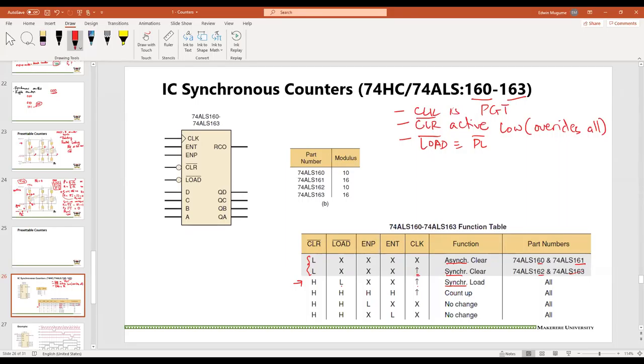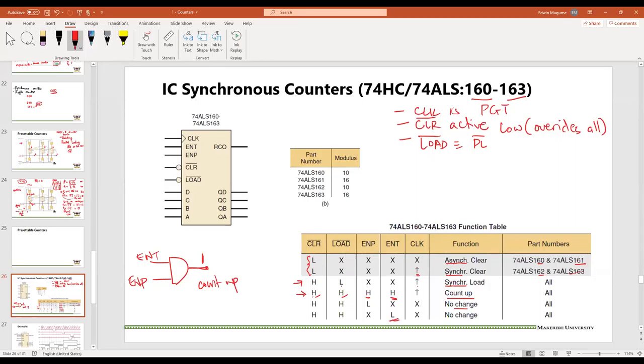Now, another point to note here is that if the clear is high, meaning it's inactive, and the load is inactive, then ENP and ENT, these two are active high. Both of them need to be high for you to count. If any one of them is low, you cannot count. So usually they are added together, in fact. You need the one here for you to be able to count up. As you can see in these cases, these conditions remain the same, but because ENP is low, you cannot count. It is no change. You just stay put within that state.